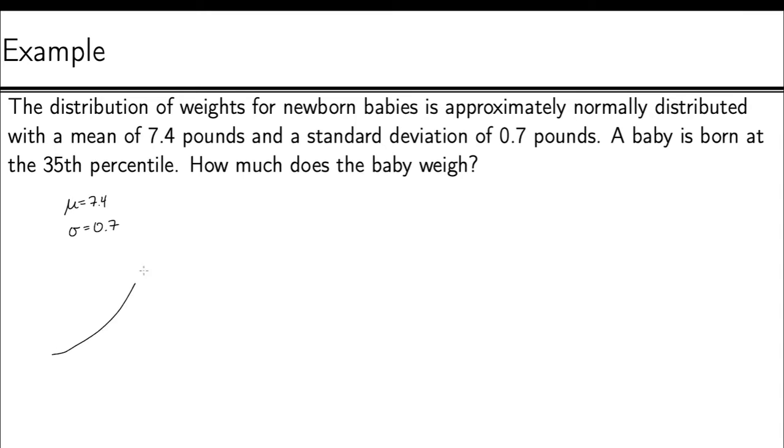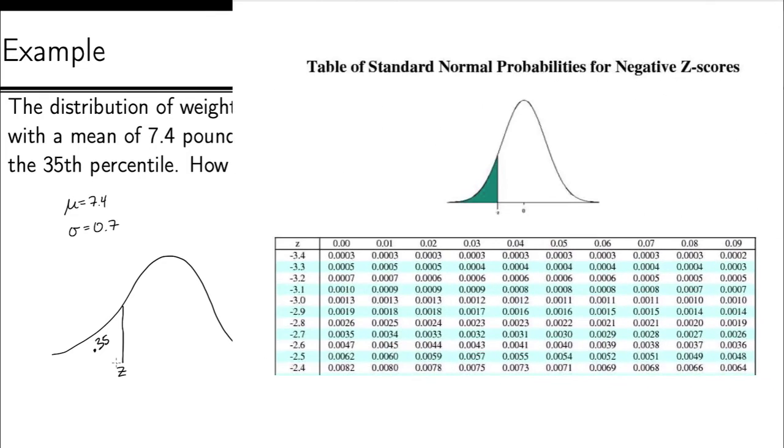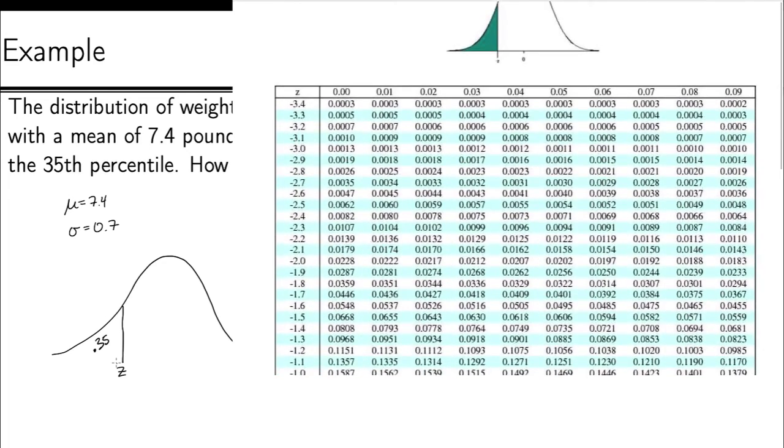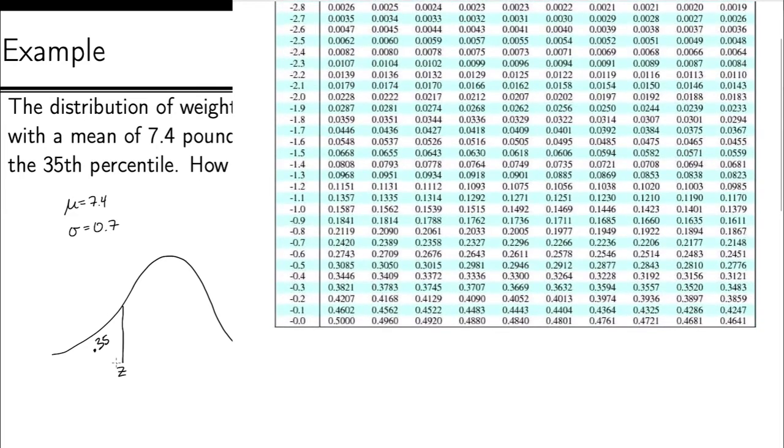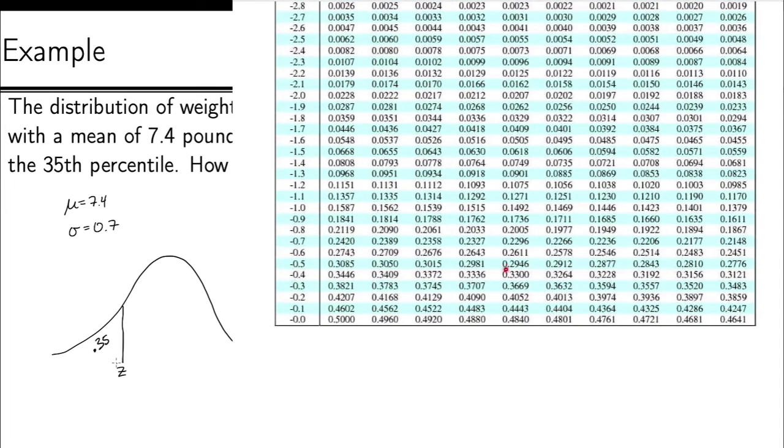So I'm going to draw a quick picture here. I've got my bell curve. I'm at the 35th percentile. That means I'm somewhere where I've got 0.35 to the left. And I want to find this z-score here. So I'm going to go to my table, and I want to find 0.35 or close to it inside my table. I'm going to go until I find something that looks pretty close. It's looking like it's down here somewhere. And here we go.